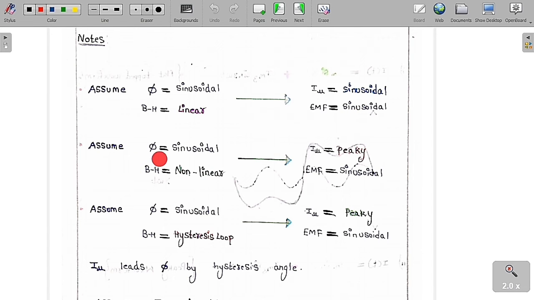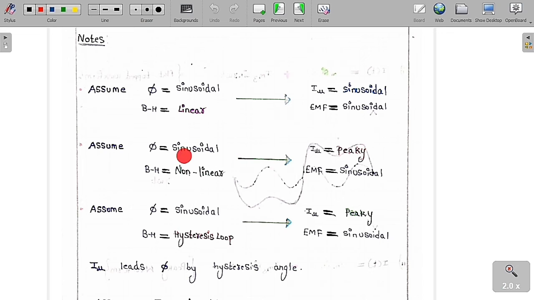Second case: again I assume the flux is sinusoidal, but now the BH loop is non-linear, which means it is going to saturate after some time. I have already told you B is directly proportional to flux and H is directly proportional to current. So now what are you going to get? We are going to get I mu as a peaky waveform.